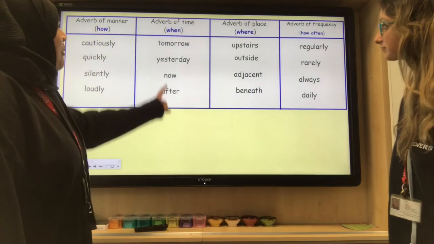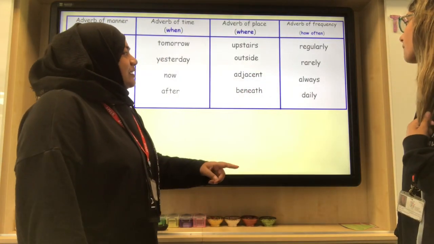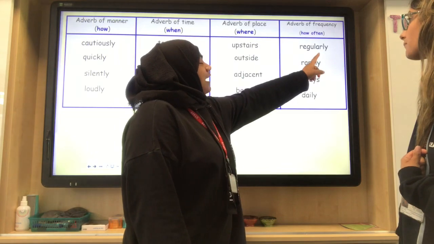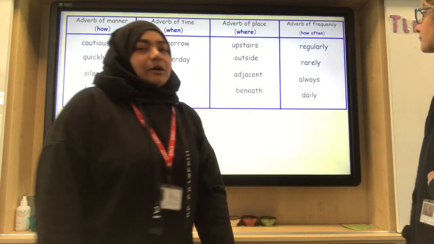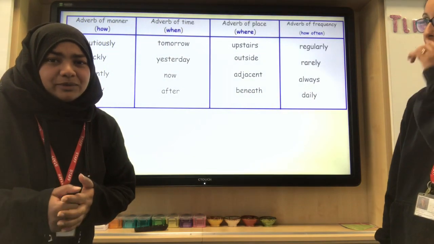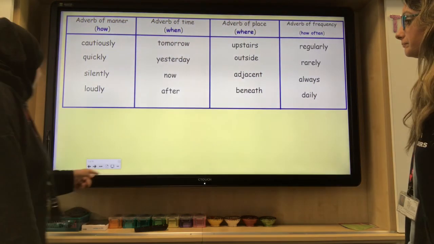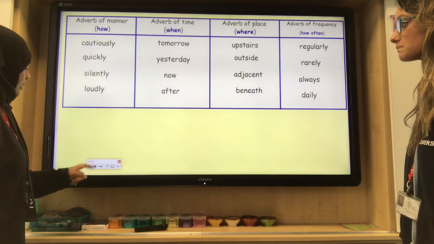Okay, right. Then when the action is taking place, where, and then we've got how often. As you can see here, lots of the adverbs of frequency also end in ly as well, so do not be mistaken. Lots of children, when they come into Hampton Junior School, always think that all adverbs end in ly, and that is not the case, okay? So hopefully you got that accurate.